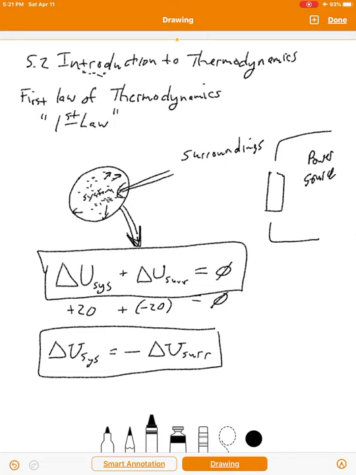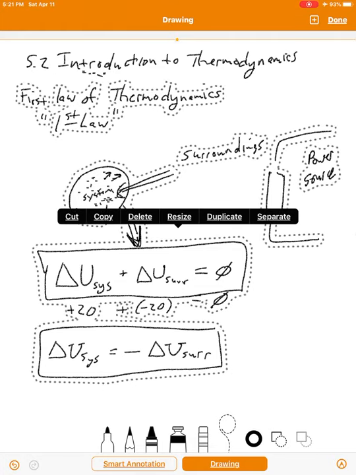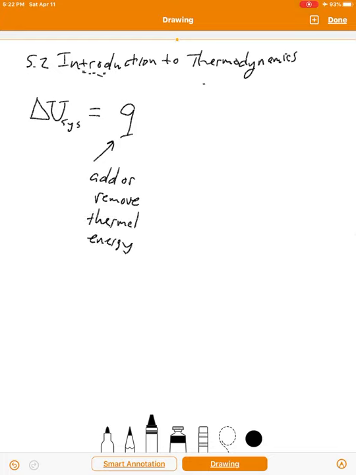Now, what I'm going to do is point out that we're going to look in more detail at this a little bit later. But there are two common ways to affect the amount of internal energy of a system. So the internal energy of the system can change in two different ways. One is we can add or remove thermal energy. Heat, we call that. When thermal energy is removed or thermal energy is added, we call that heat flow. Heat is energy changes caused by temperature differences.